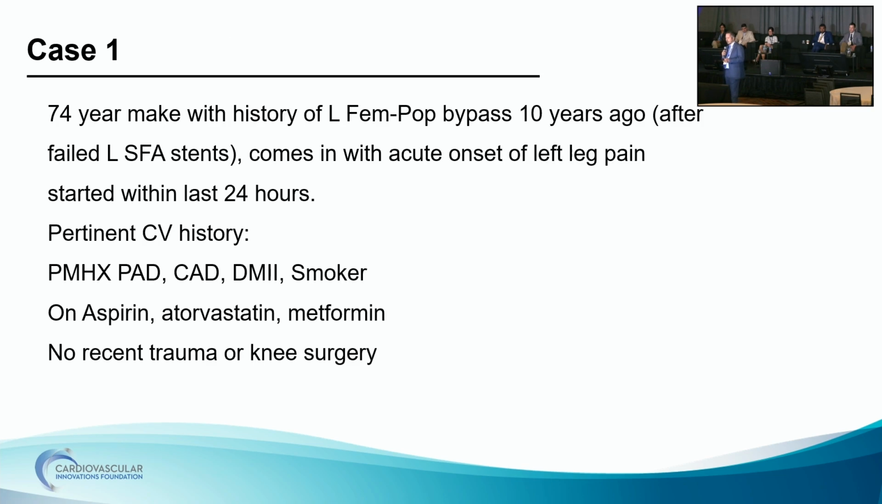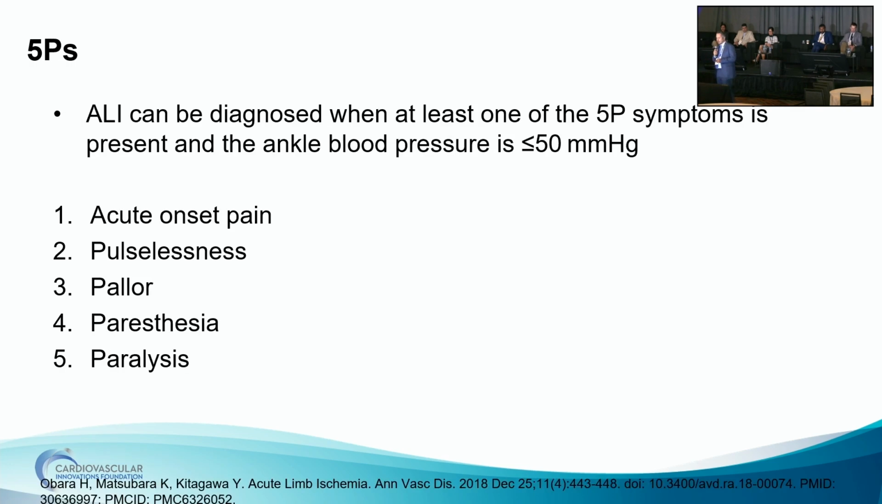So this is a case of a 74, I have 3 cases. 74-year-old male, this is not a MIC, that's a male, with a history of a left fem-pop bypass 10 years ago. And after a failed left SFA stent, he came with acute onset of a leg pain of the left side within 24 hours. Has all the risk factors, CAD, diabetes, and smoker. He's on aspirin and atorvastatin, and not on anticoagulation. There was no recent trauma or knee surgery or anything that possibly can be a traumatic cause of this.